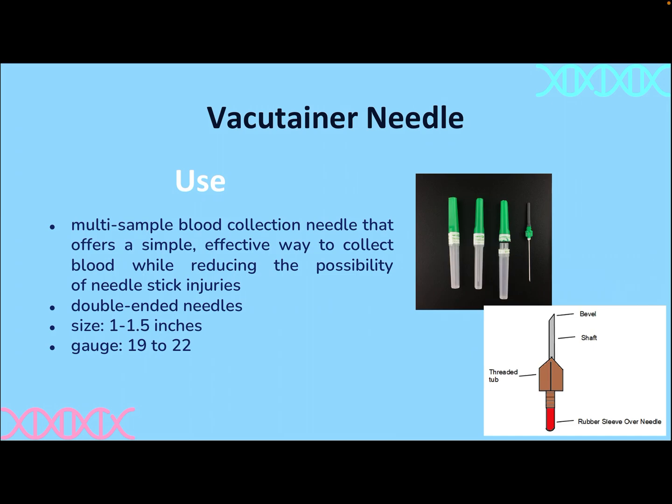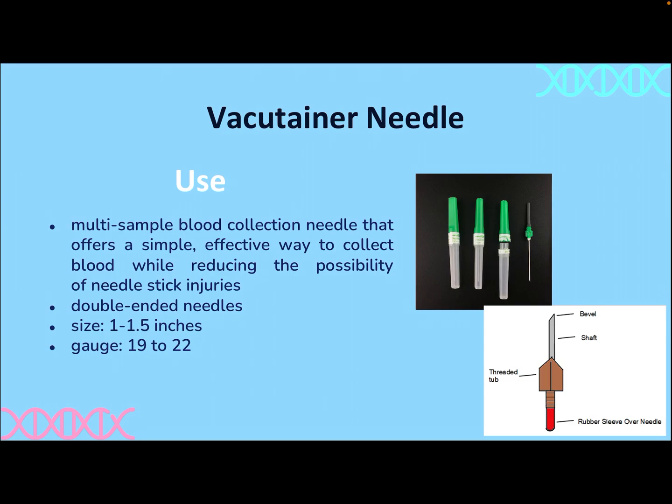Next is a vacutainer needle. It is a multi-sample blood collection needle that offers a simple, effective way to collect blood while reducing the possibility of needle stick injuries. These needles are double-sided. When we were in third year medtech, one of my groupmates tried to press this part without knowing that a vacutainer needle has double-ended needles. So she was punctured. So always be careful when using any apparatus or equipment.